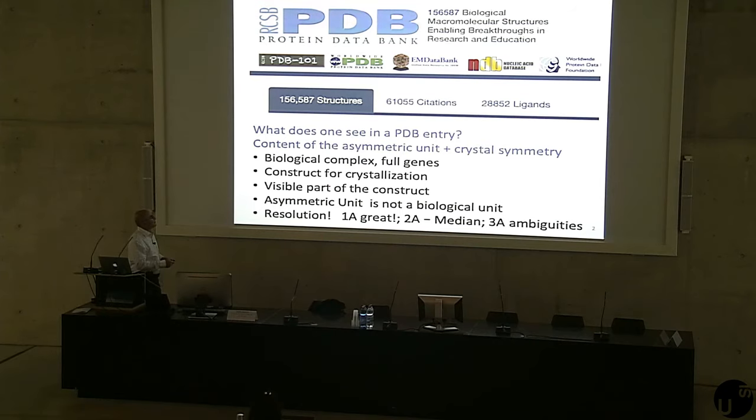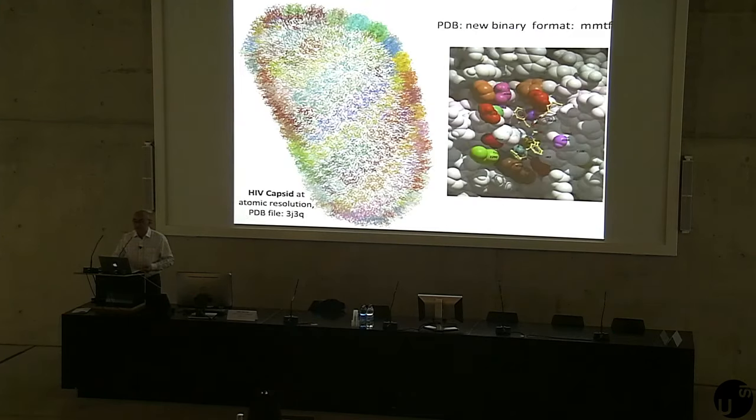And then you need to understand that in most cases it will not be the biological complex. It will not contain the full genes. Instead, it will contain the construct which somebody prepared to crystallize, because it's a challenge to crystallize anything. Most biological structures don't like to be crystallized. You force them into that. In particular, membrane proteins need a lot of convincing to form a crystal. At the end, if it's a crystallographic structure, you generate the electron density, and then you can interpret some visible part of the construct. Not all of the construct will be visible, so we need to learn how to clean up and find what you're interested in.